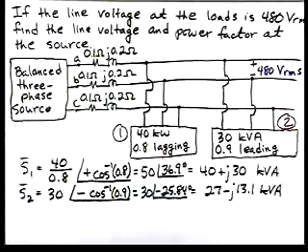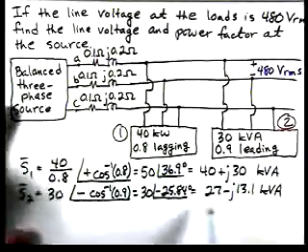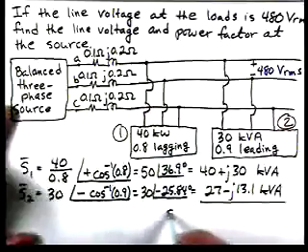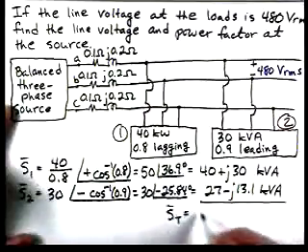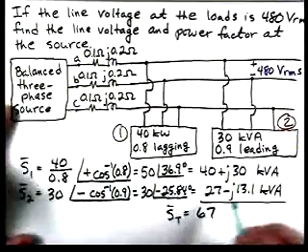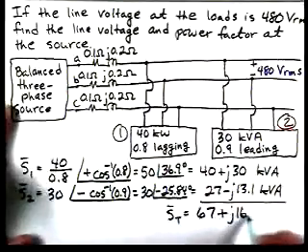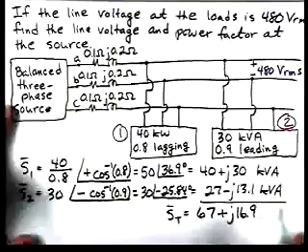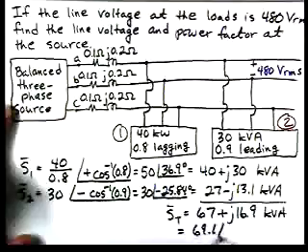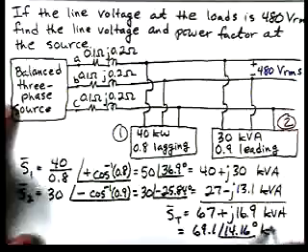Now we can add those two together, and I'm going to call that S sub T, and that's 67 plus j16.9 kVA, and in polar form that's 69.1 and an angle of 14.16 degrees kVA.